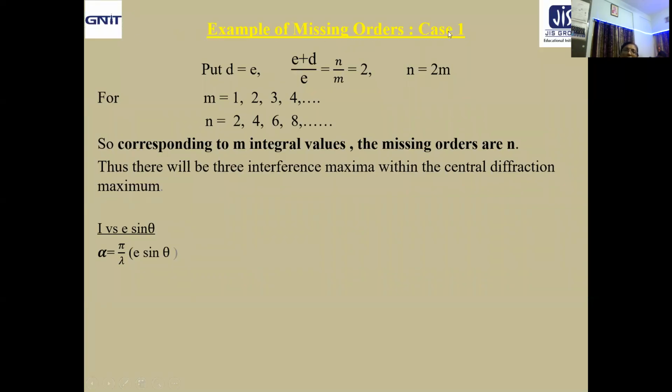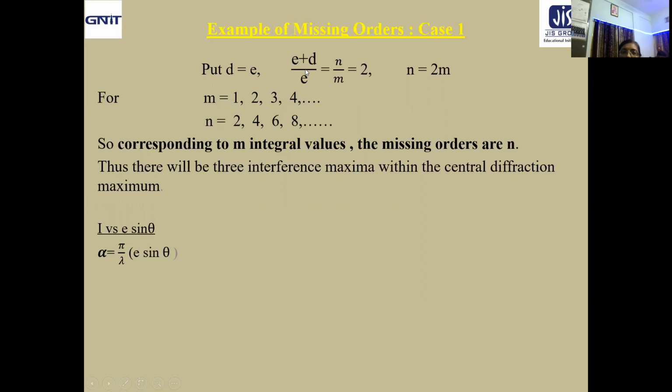The example of missing orders, we are taking case 1. Since we consider that D can be varied keeping E constant, let us first choose D, the separation between the slits, equal to E, the width of each slit. Now, here you all must consider that in diffraction, the slit width must be of the order of wavelength, and the D and the E, that means the slit width as well as the separation between them must be of the same order, that is equivalent to that of lambda.